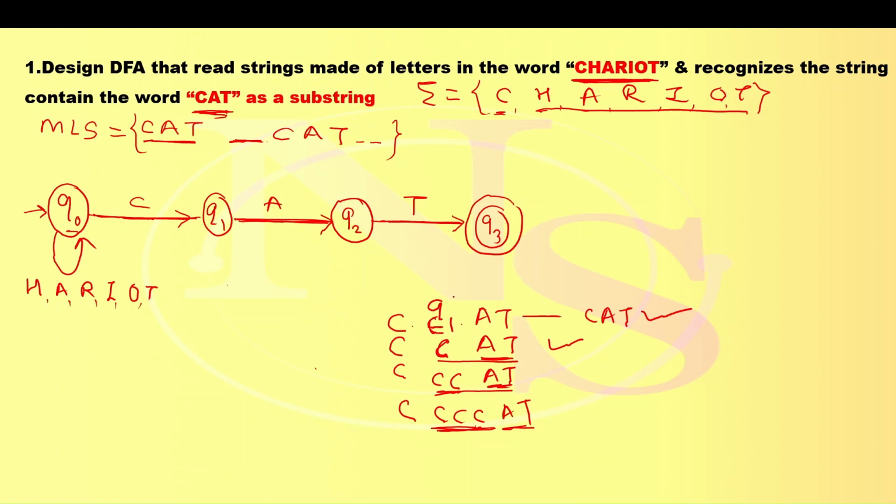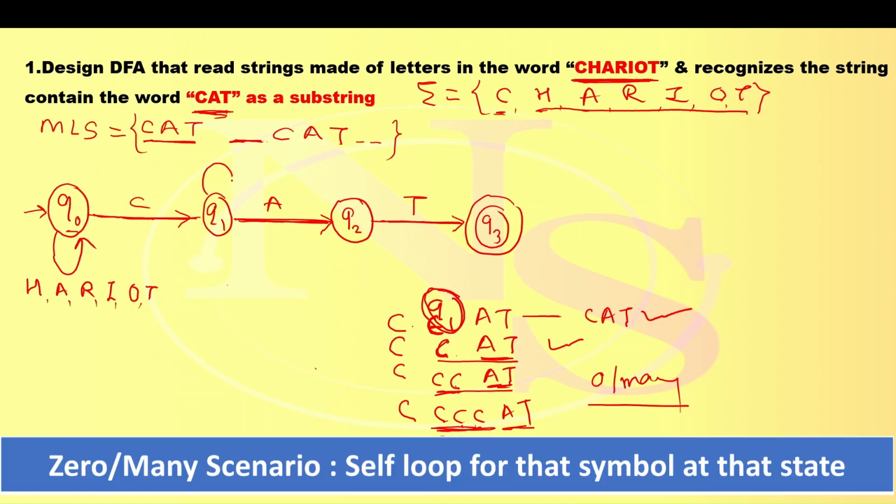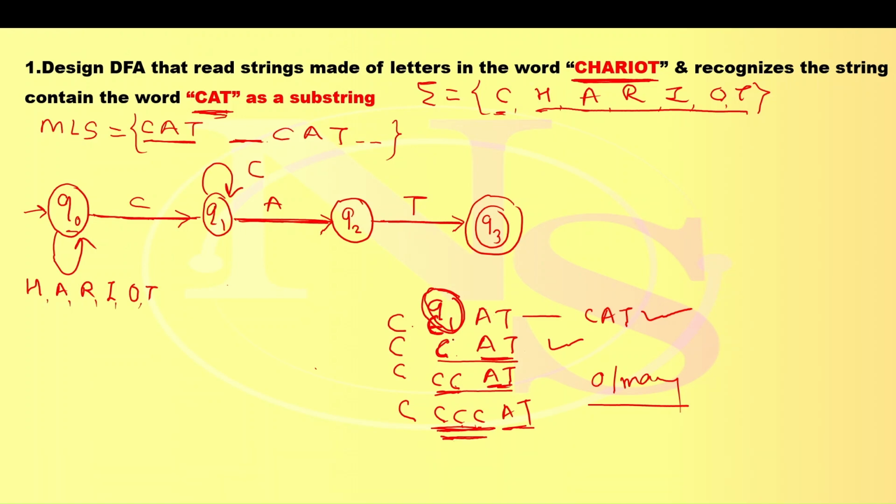It means Q1 is a state trying to find a transition for 0 or multiple numbers of C. 0 or many. For which symbol? Symbol C. At which state? Q1. Hence, if there is a 0 or many scenario, we can give the self loop for symbol C. Now this is for symbol C. Similarly, we can check for the other symbols.